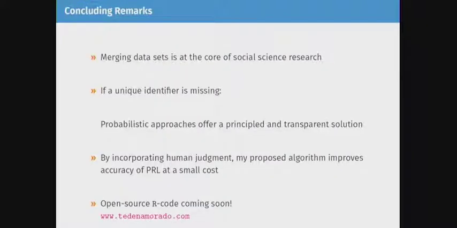So to conclude, if you don't have a unique identifier, probabilistic models offer us a really general solution to this problem. There is fantastic work being produced here at Duke.